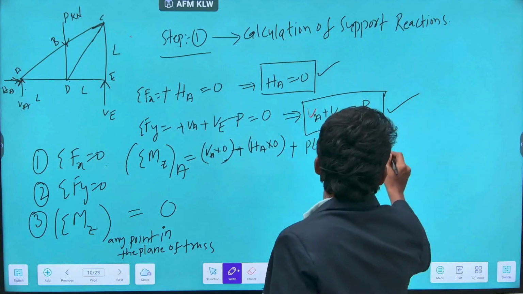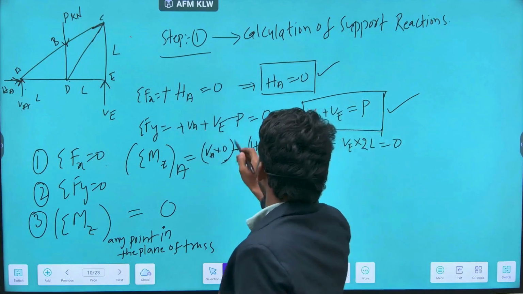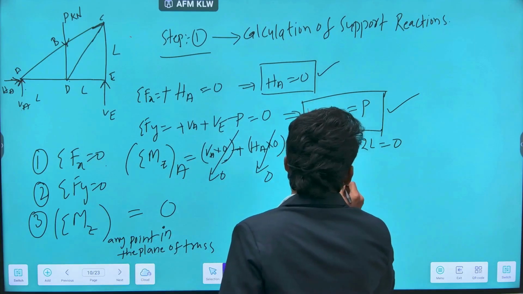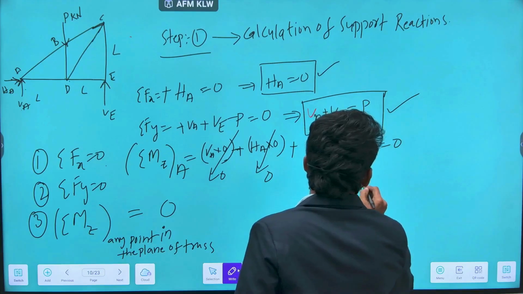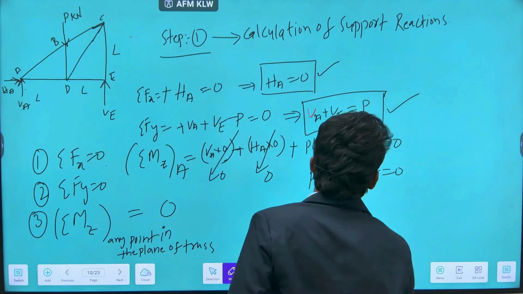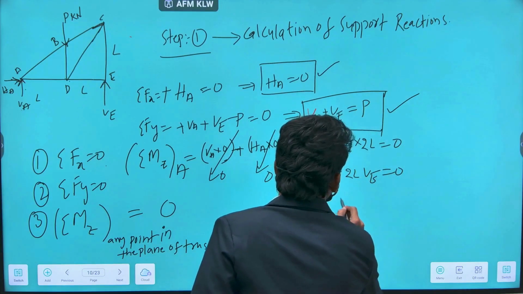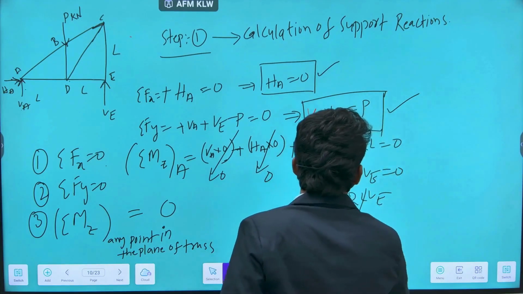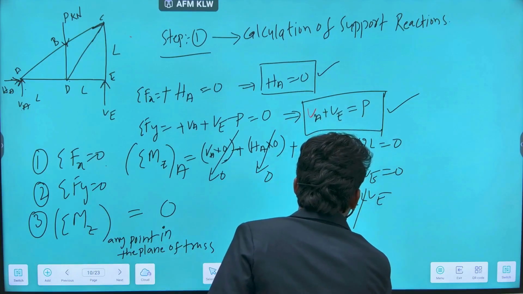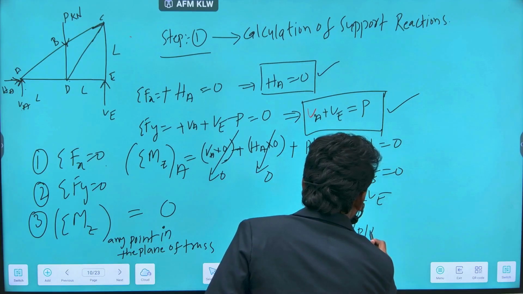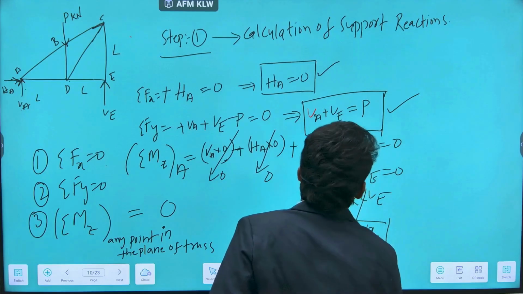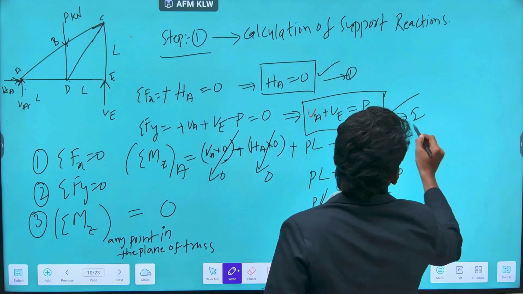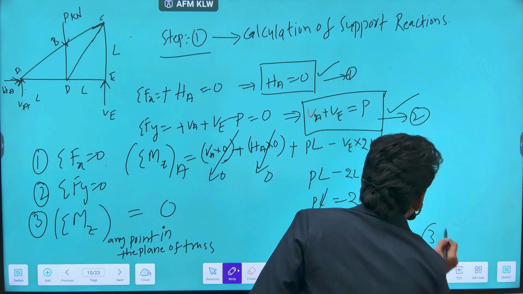So this equals 0 as per equilibrium. So this is 0 and this is 0. So PL minus 2L into VE equals 0. So PL equals 2L into VE. So L and L get cancelled. So VE equals P by 2. So let us say this is 1, this is 2 and this is 3.